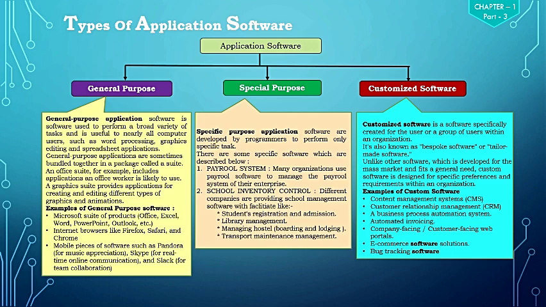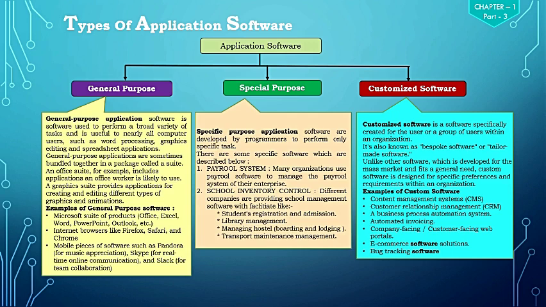Some examples of customized software are content management systems like CMS, customer relationship management CRM that is used in the banking sectors, then business purpose automation systems, automated invoicing, company facing web portals, e-commerce software solutions, then bug tracking software. So these all are examples of customized software, and they are designed by software developers as per the need of the users.